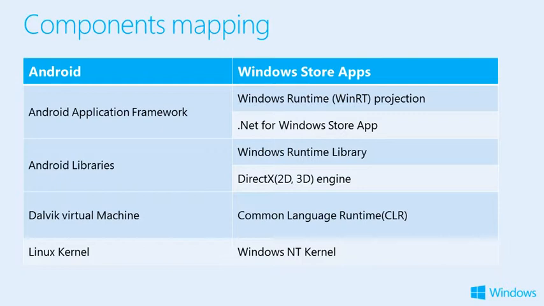Android provides a framework to expose required APIs for Java applications, while for Windows Store apps, APIs are exposed by Windows Runtime libraries. We just use WinRT projections to bind them into different languages. If you are writing code in managed languages such as C# and VB.NET, you can also use the subset of .NET libraries for Windows Store apps.